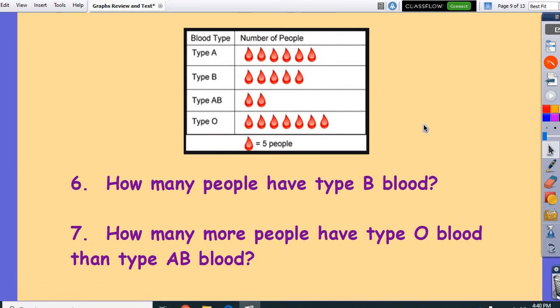Number 6. How many people have type B blood? Be really careful on this picture graph and pay attention to what it says. Be really careful. Number 7. How many more people have type O blood than type AB blood? How many more have type O than type AB?